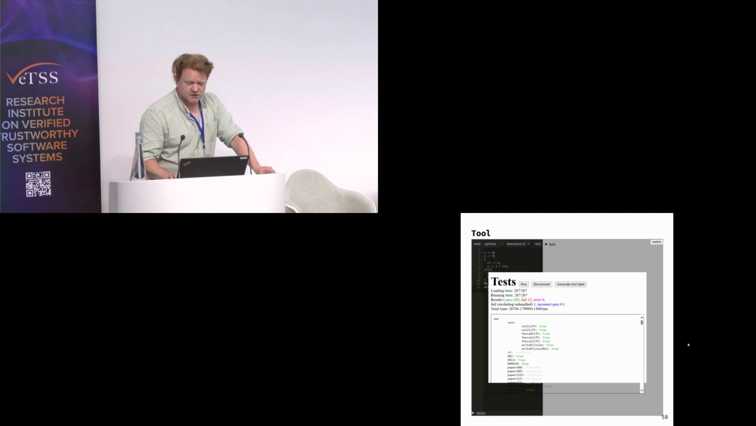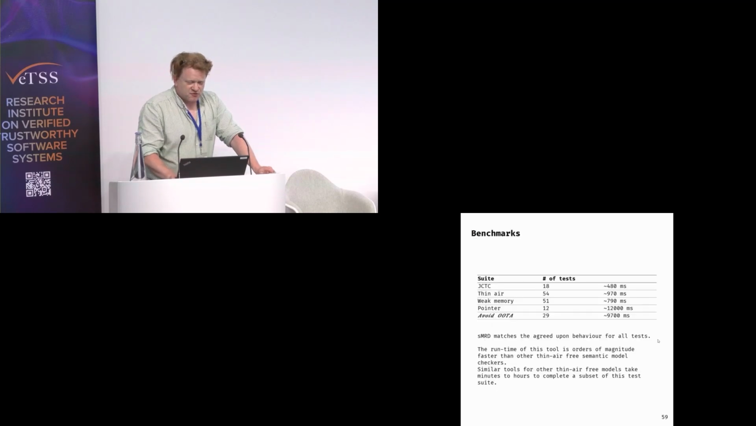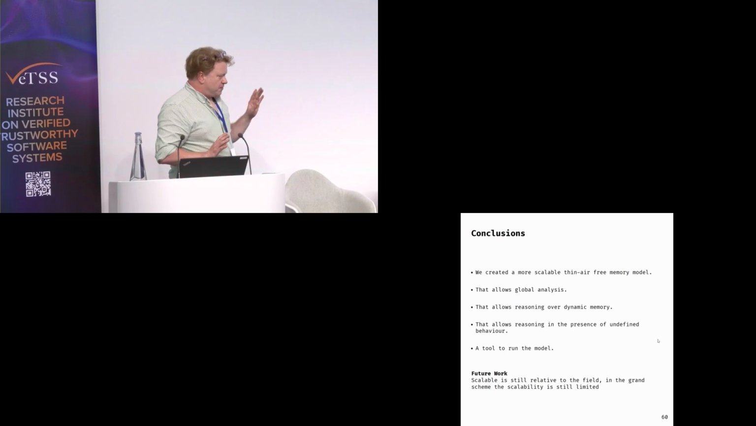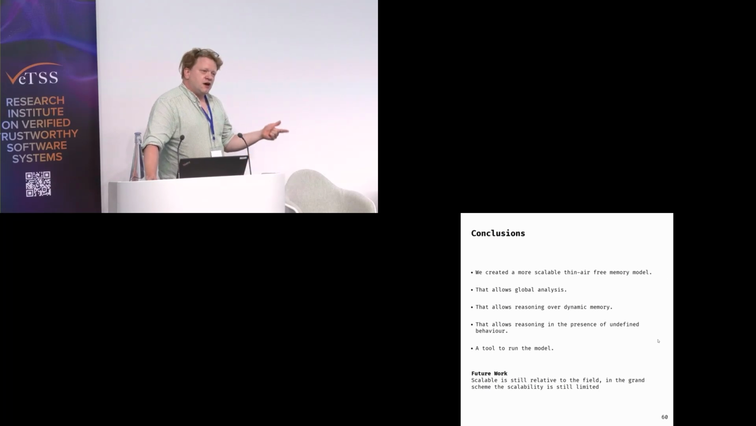So that's very nice. We did a bunch of benchmarking over this, which was very quick. To reach my conclusions, what we have is a model that we think solves the thin-air problem. We have a tool that runs it really quickly. It allows global analysis. It takes into account pointer aliasing, so we've got dynamic memory. It seems to tick a lot of the boxes.